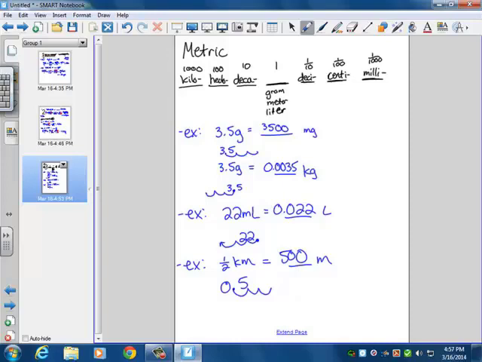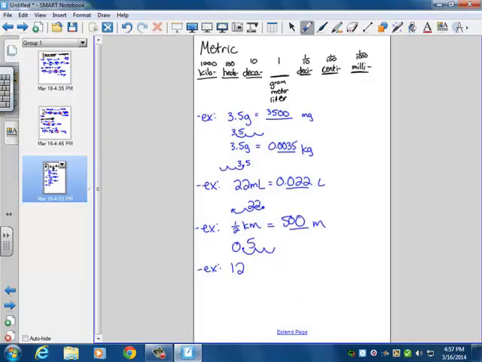Well, let's do a centimeter one. Centi, that's a pretty common one too. 12 centimeters. Let's say I want that in millimeters. 12 centimeters is how many millimeters? So if I have my decimal place right after the 12, going from centi to milli, I go 1 to the right. Just 1. So 120.